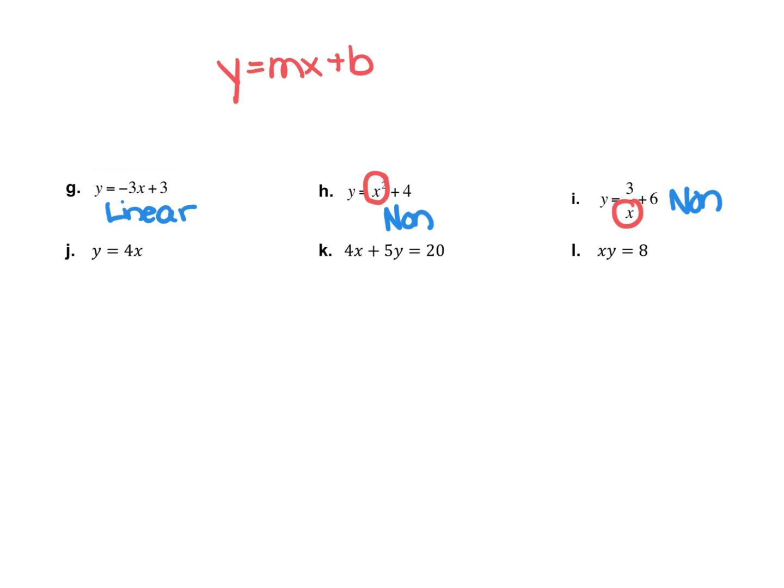All right, letter J. We have y is equal to 4x. Now, notice how we've got the 4x, and if there's not a number there, you could essentially say that there is a plus 0. And remember, to be direct variation, it's when it goes through the origin, that the y-intercept is 0, 0. And so this here is linear, but it's also directly proportional.